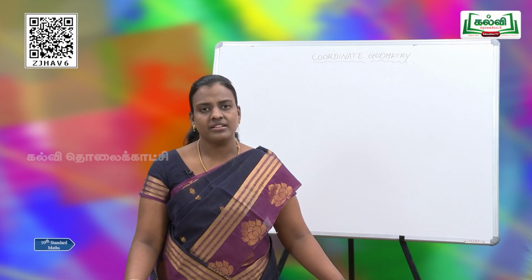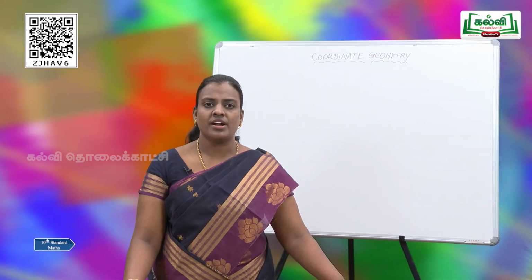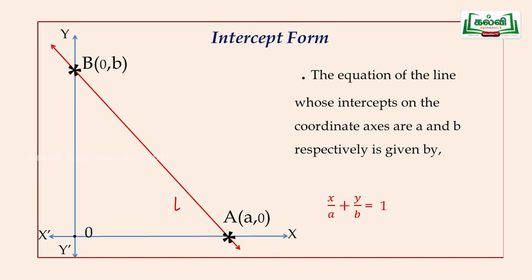Now what do you mean by the intercept? X intercept is the x coordinate of the point on the x axis. So here the coordinate of the point A is a, 0, so the x coordinate is a. So the x intercept is a. Similarly, the y-intercept is the y coordinate of the point which lies on the y-axis. This point B, 0 comma b, lies on the y-axis, and its y coordinate is small b. So I get the form as x by a plus y by b is equal to 1. This form is known as the intercept form.